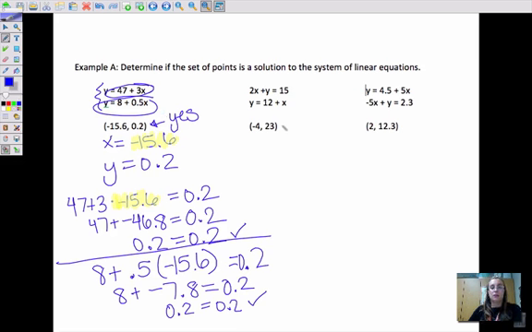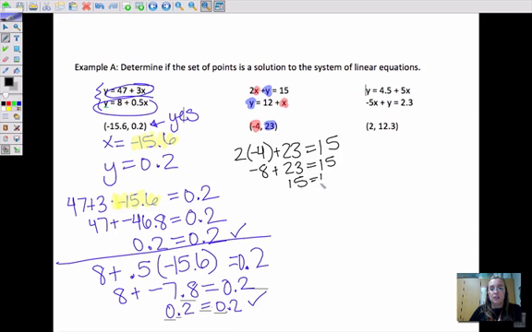Let's check it for this one as well. I'm going to do the same thing again. Let's see if you can follow along with me here. So what I'm going to do is put my x in for x in each equation, and put y in for the y in each equation, and make sure that it works. So I'm going to do 2 times negative 4 plus 23 and see if it equals 15. So that would be negative 8 plus 23, and it does equal 15. So I'm good to go on the first equation.